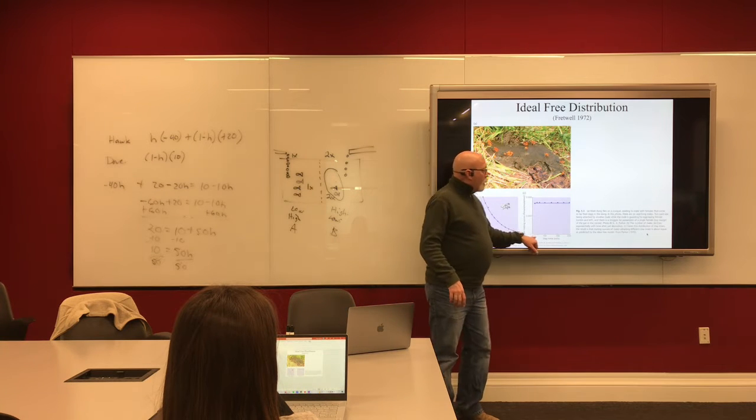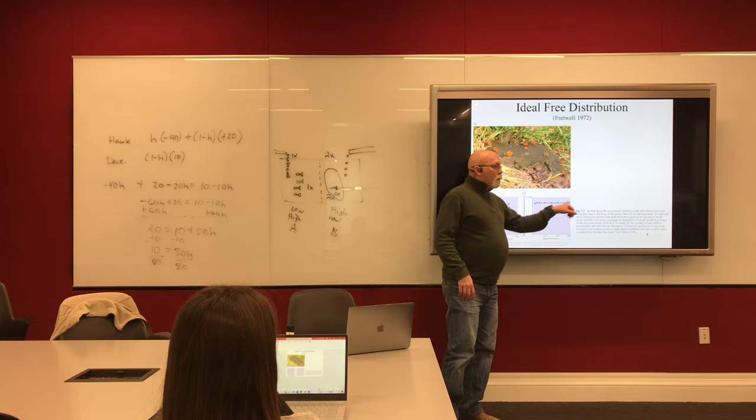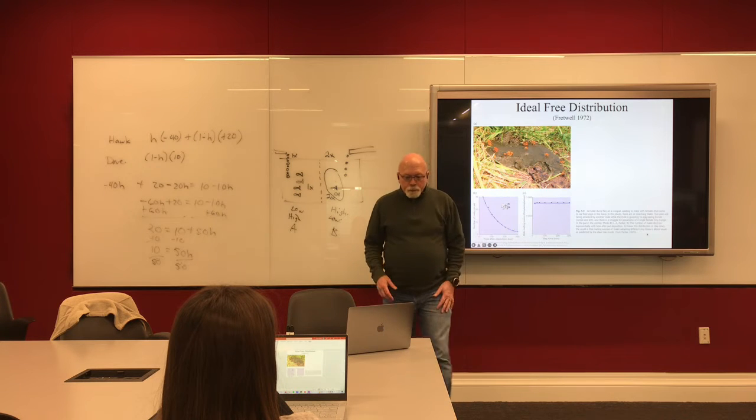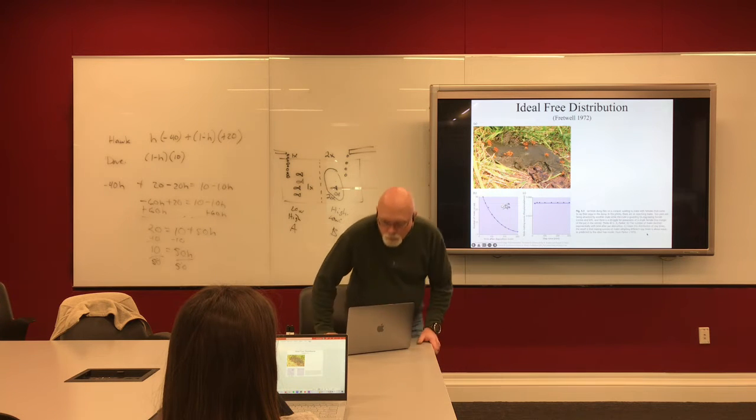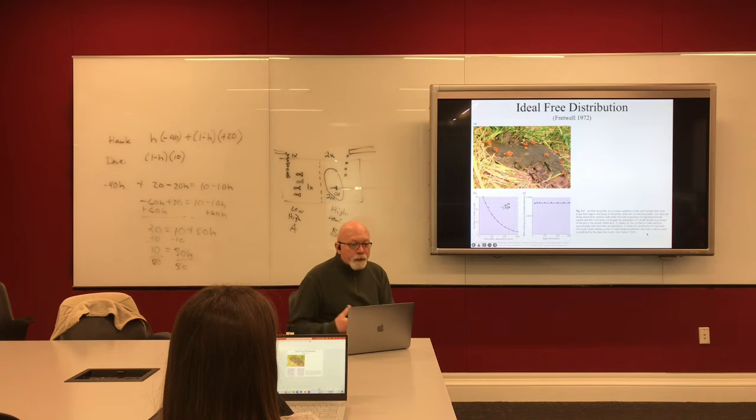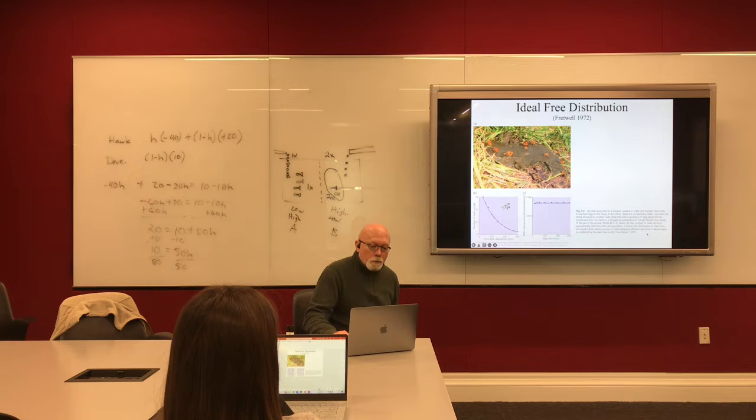Now, it increases the amount of time that you have to stay there, but you end up with the same success. This is just another example of the ideal free distribution. Individuals will distribute themselves across the different cow patties based on what their rate of return is, number of females that you get to mate with per unit time.